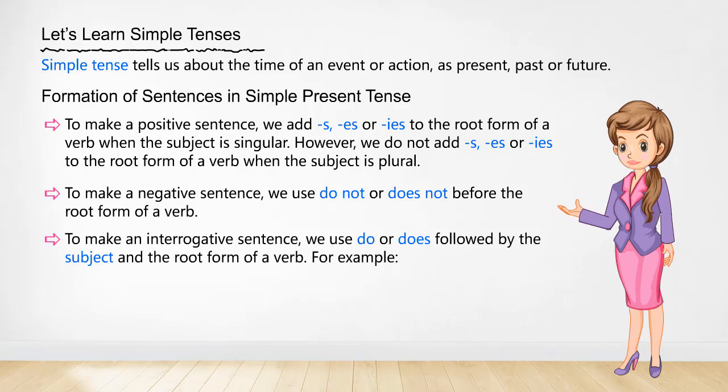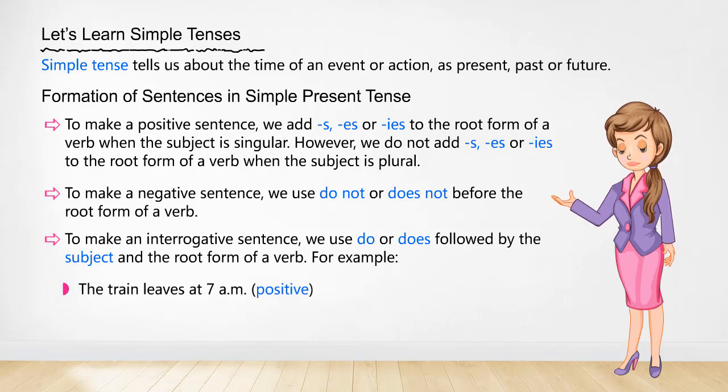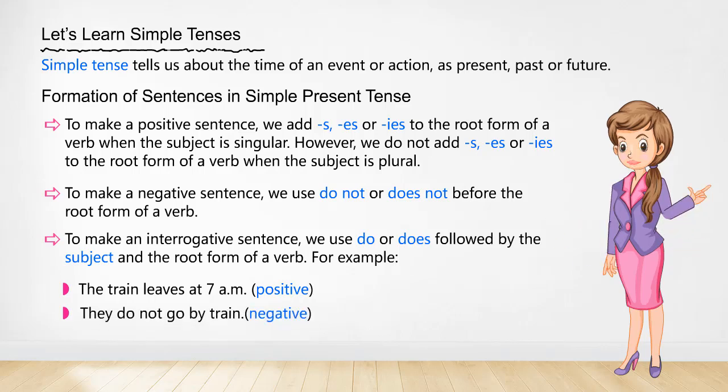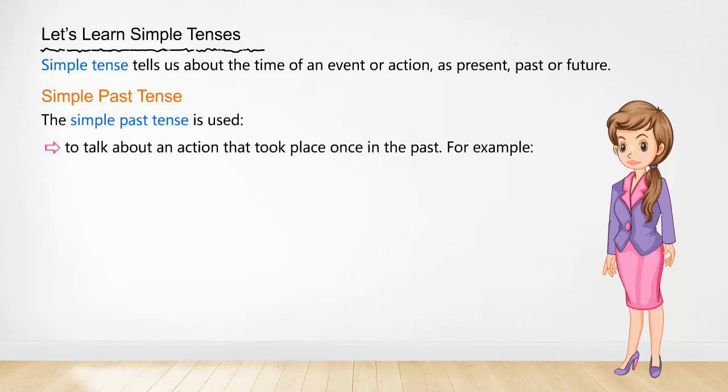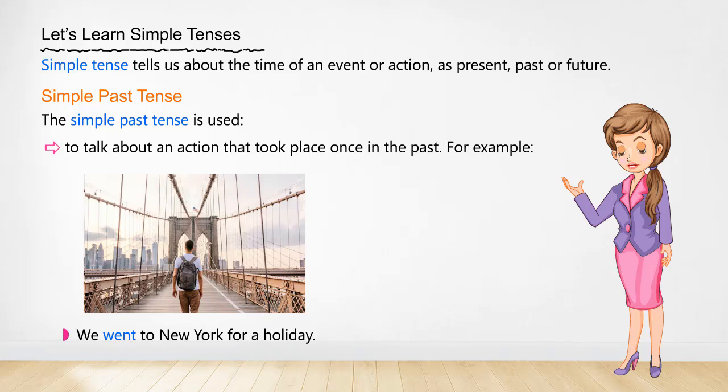For example, the train leaves at 7 a.m. Positive. They do not go by train. Negative. Does Anand travel by train? Interrogative. Simple past tense. The simple past tense is used to talk about an action that took place once in the past. For example, we went to New York for a holiday.